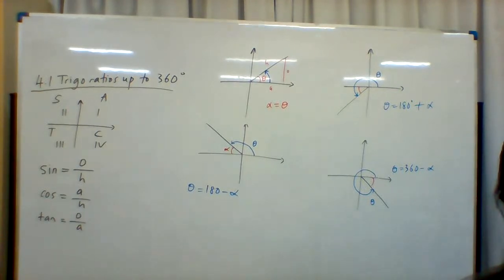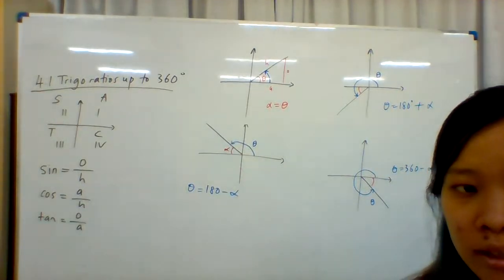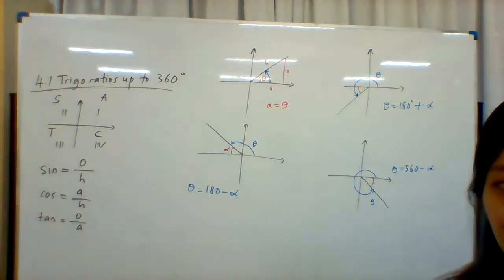What if the angle is 270? If it's 270, then yeah, you can take it as your third or fourth quadrant also, it doesn't matter because you will still get the same answer.